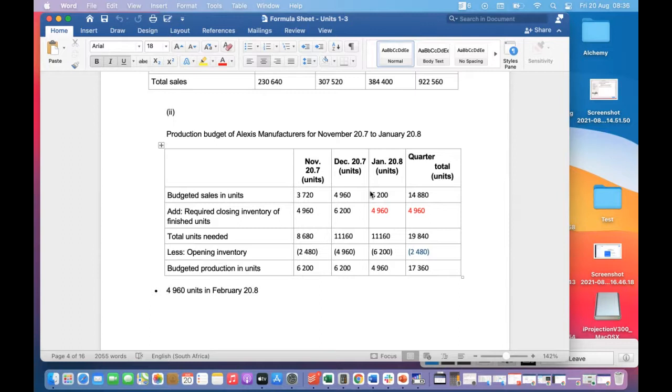So it just gets a bit tricky when you're doing the quarter totals, and also when you're looking at the required and looking at the opening. So I don't understand why we're supposed to use the 2,480. Yes, 2,480 on the quarter total. On the quarter total. November one, yeah.